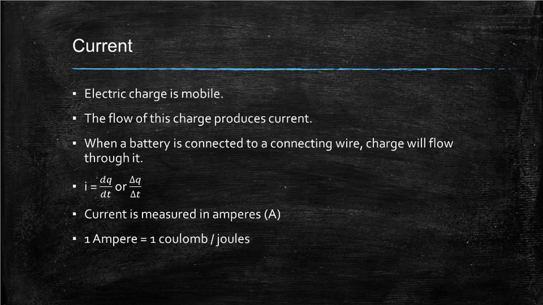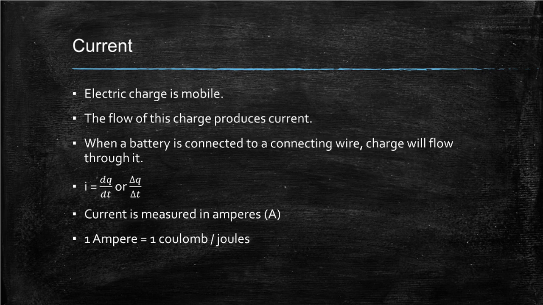Electric charge is mobile. The flow of this charge produces current. When a battery is connected to a connecting wire, charge will flow through it. Electric current is the rate of change of charge per time. Finding the derivative of charge will give the current. To add to that, integrating both sides will give the charge.